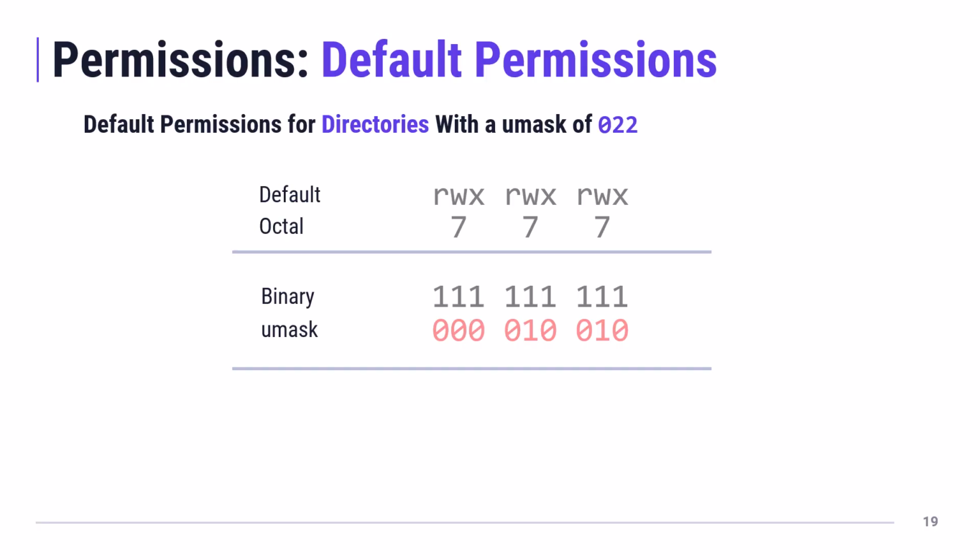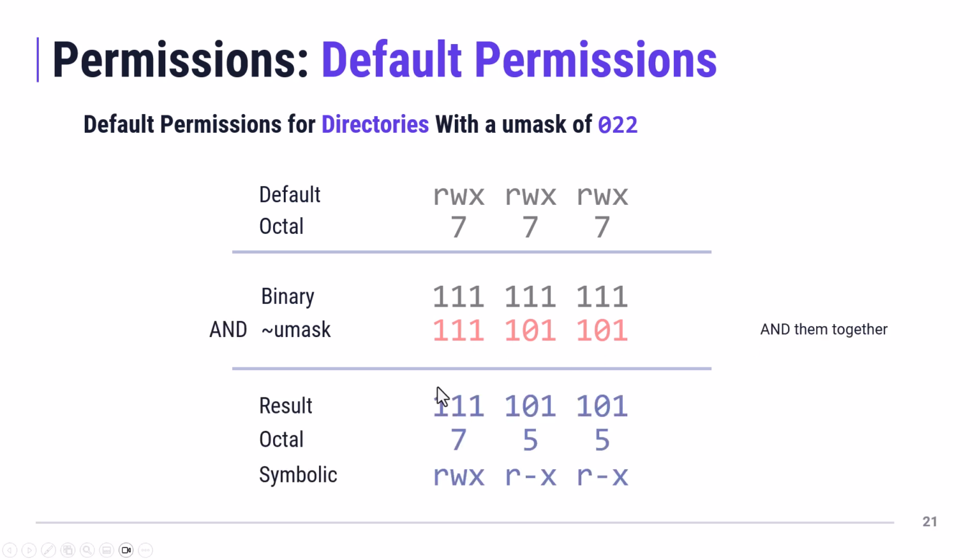Now, for directories, same idea. We said that the default for directories in Linux is 777. So read, write, and execute for everyone. So once again, we take that, we convert it to binary, which is all ones. We take our umask 022, convert it to binary, and then we flip the bits. And then AND them together. So 1 and 1 is 1, 1 and 1 is 1, 1 and 1 is 1. That gives us 4 plus 2 plus 1 is 7. 1 and 1 is 1, 1 and 0 is 0, 1 and 1 is 1. That gives us 4 plus 1 is 5.